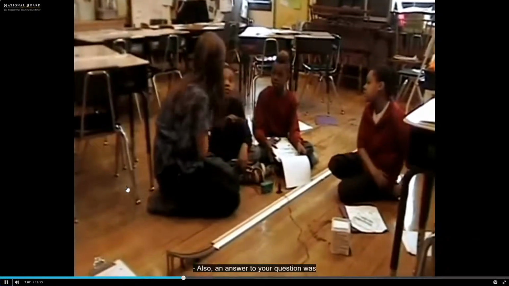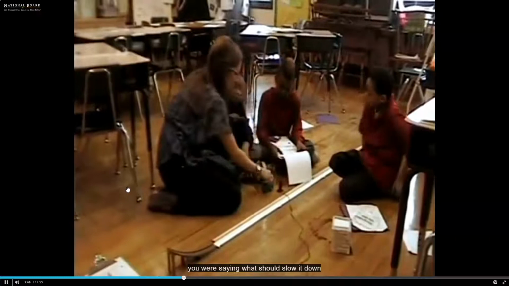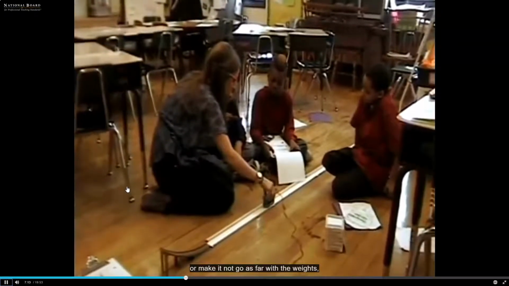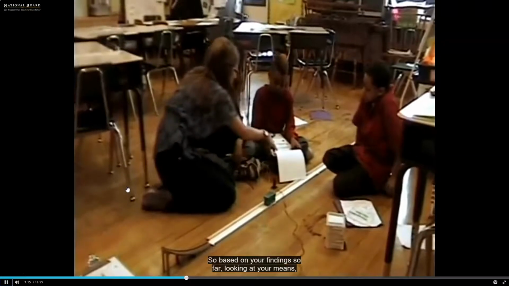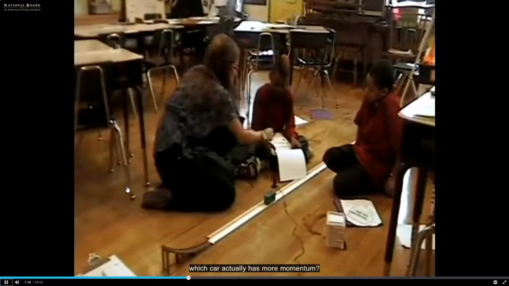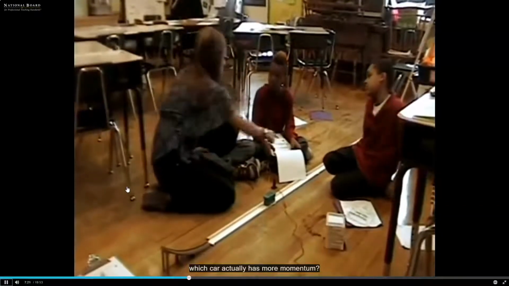So also, an answer to your question: you were saying, well, it should slow it down or make it not go as far with the weights. That's why we're doing this experiment. So based on your findings so far, looking at your means, which car actually has more momentum?